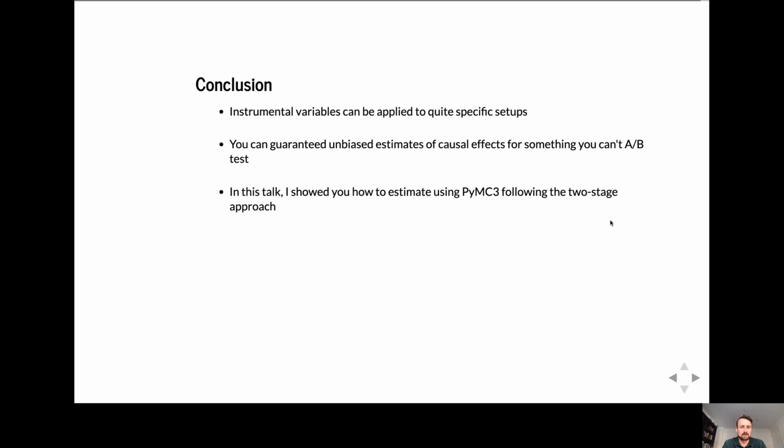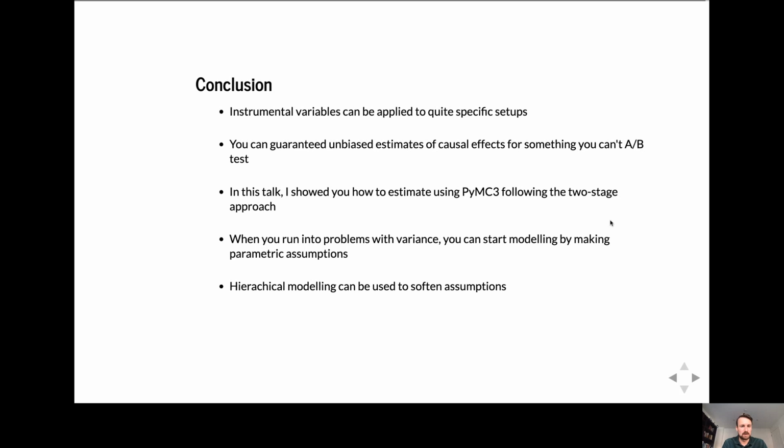In this talk, I showed you how to estimate this using PyMC3 following the two-stage approach. When you run into problems with variance, you can start modeling by making parametric assumptions, which I also showed you how to include in your PyMC3 model. Then hierarchical modeling can be used to soften these assumptions. And in this talk, I showed my version of solving the problem of including the estimation error of the first stage with my bootstrapping method. I'm very much looking forward to hearing your thoughts on what will be the best way of including this estimation error into our estimates.